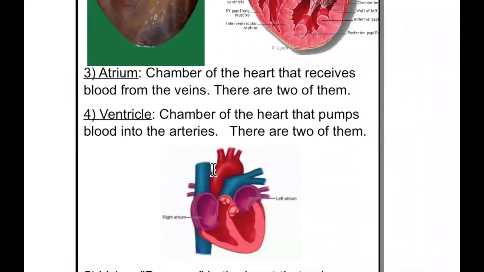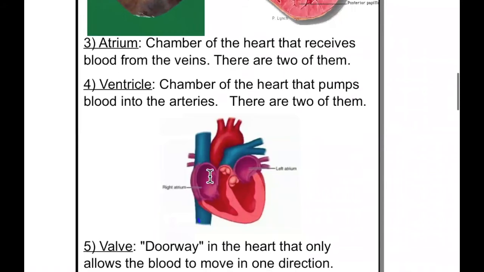So again, atrium is the chamber that collects the blood. There's two of them here. And the ventricles are the chambers that will pump the blood into the arteries. This one pumps into this artery. This ventricle pumps into this artery.